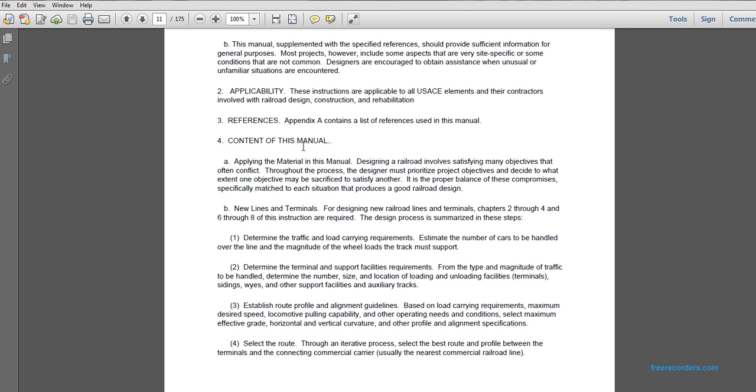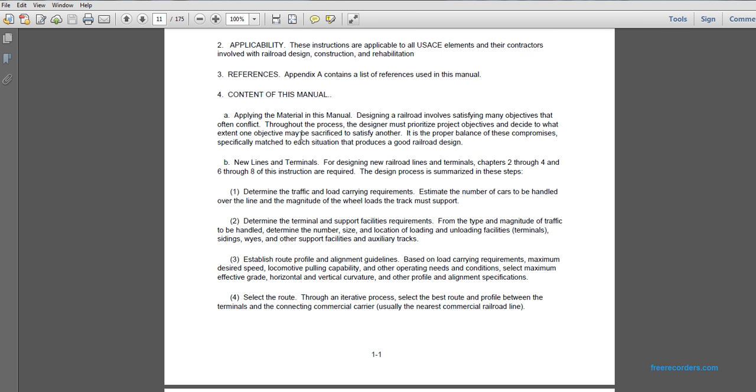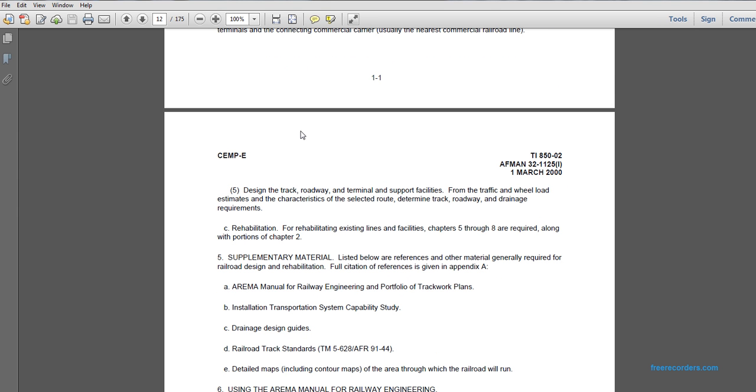3. Establish route profile and alignment guidelines based on load-carrying requirements, maximum desired speed, locomotive pulling capability, and other operating needs and conditions. Select the maximum effective grade, horizontal and vertical curvature, and other profile and alignment specifications. 4. Select the route through an iterative process: the best route and profile between the terminals and the connection to the commercial carrier, usually the nearest commercial railroad line. 5. Design the track, roadway, and terminal support facilities from the traffic, the wheel load estimates, the characteristics of the selected route, and determine the track, roadway, and drainage requirements.